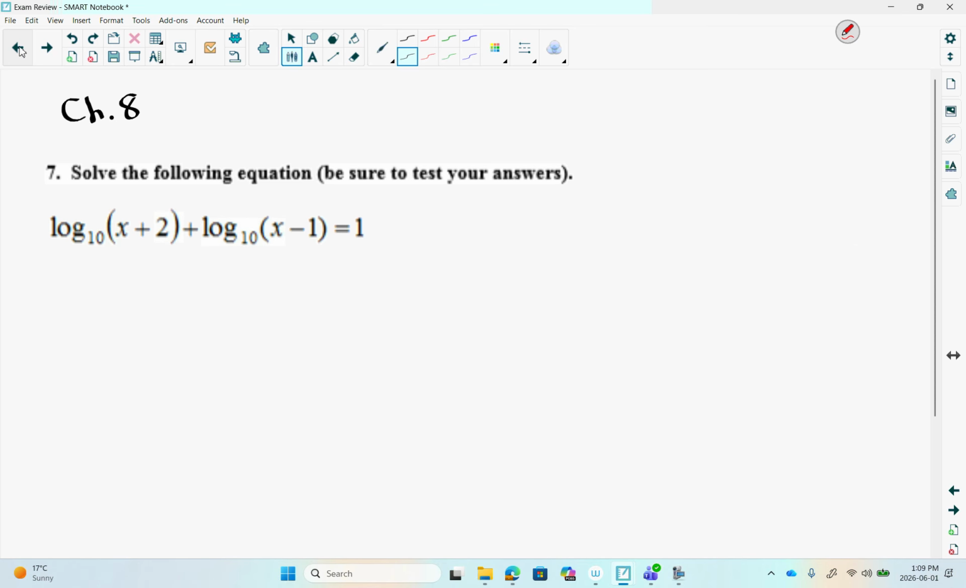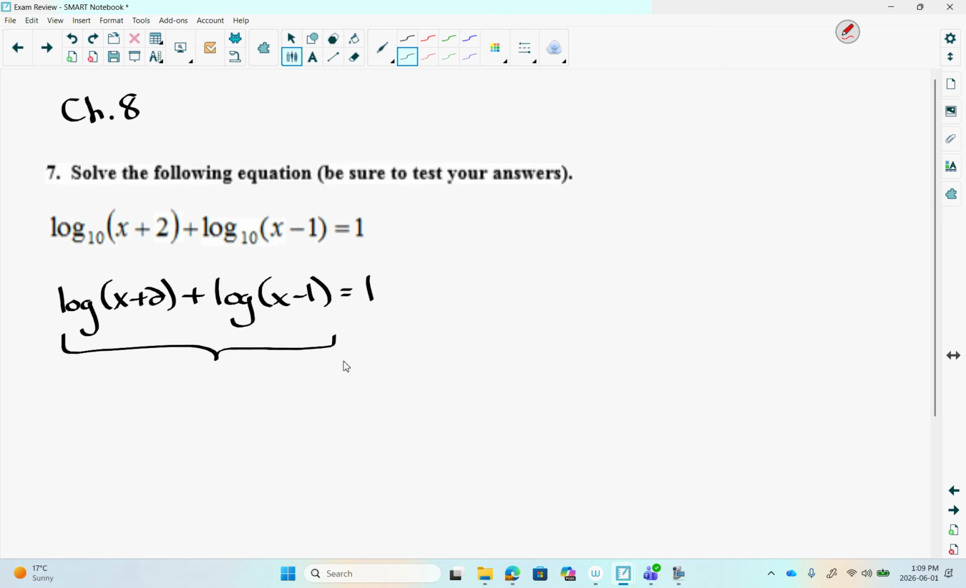So it says log 10. You may also see that written just like this. If no base is written, it's understood to be a 10. It's called a common logarithm. How can I combine these as one? Think about what you did in the last question. You could write log base 10 or just log. And what would you do with these 2 things?